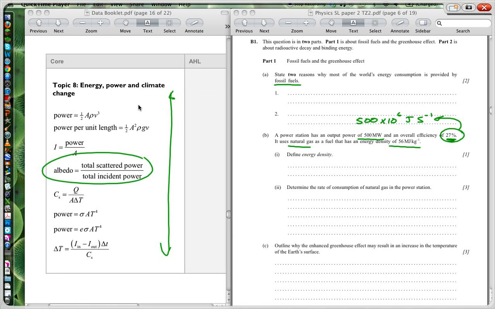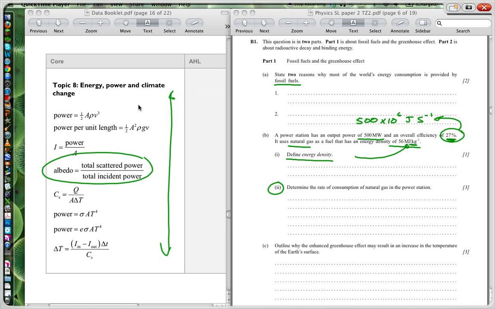In defining energy density, they basically told you that it is the energy per unit mass that the fuel contains. So it's the energy that can be obtained per unit mass, as here, joules per kilogram. That basically gives it to us. Okay, so here we have question 2. Determine the rate of consumption of natural gas in the power station.